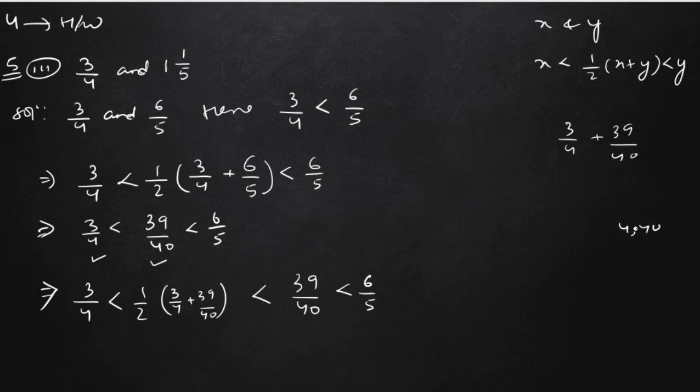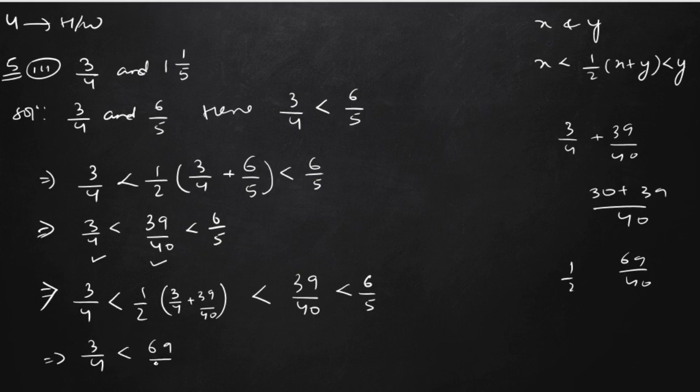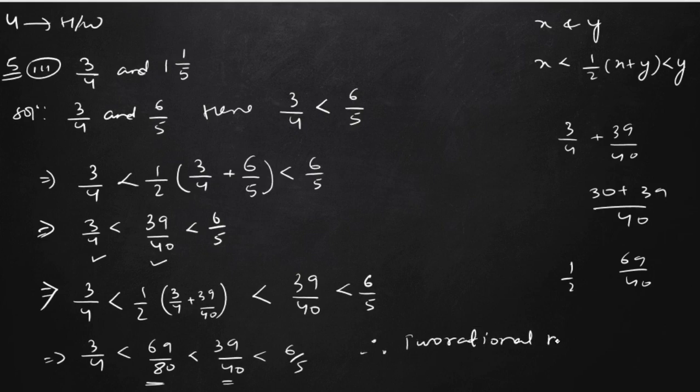So 3 by 4 plus 39 by 40. If we take the LCM of 4 and 40, obviously we will get 40. 4 1s are 4, 4 10s are 40. Yes, LCM is 40. So this will be 30 plus 39, so it is 69 by 40. And if you multiply it by half, we will get 69 by 80. So 3 by 4 is less than 69 by 80, which is less than 39 by 40, which is less than 6 by 5. So we have got these two rational numbers.